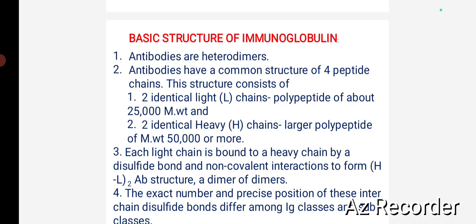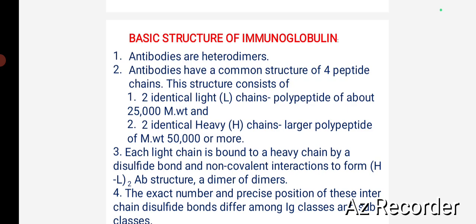Each light chain is bound to a heavy chain by a disulfide bond. Both chains are bonded with each other by a disulfide bond and also by non-covalent interaction to form HL. HL means heavy-light chains. The antibody structure is HL2, a dimeric tetramer form. Dimer of dimer means two heavy chains and two light chains.